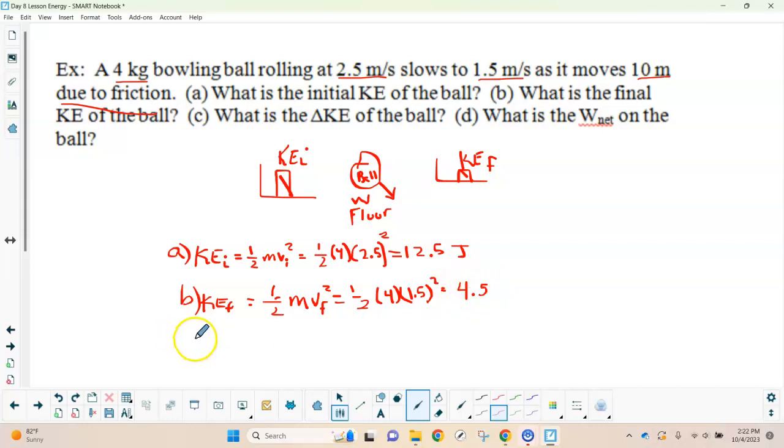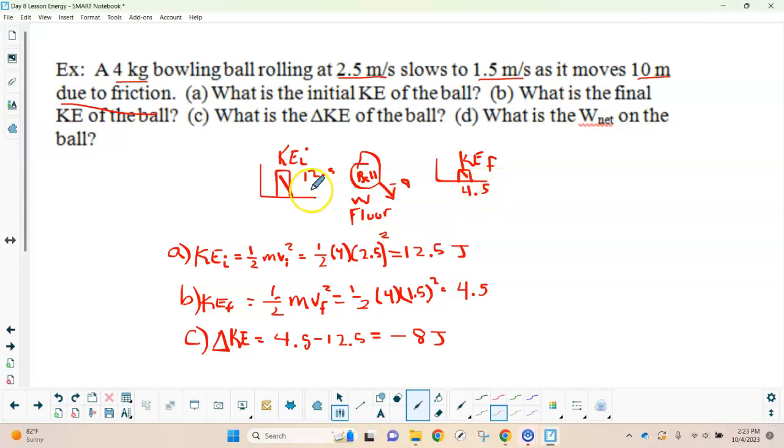We're going to look at what is the change in kinetic energy. Right. So our change in kinetic energy is going to be the final, which is 4.5, minus the initial, which was 12.5. And that's going to be equal to -8. So -8 joules is what happens. It loses 8 joules. So this is -8. So if I started out with 12.5 and I lost 8, I end up with 4.5.